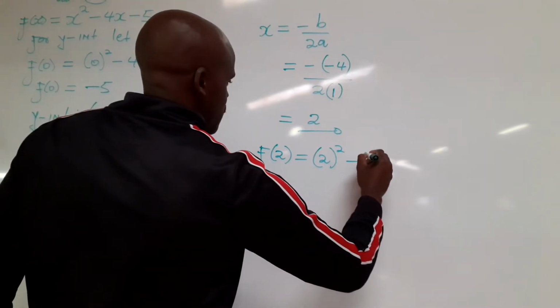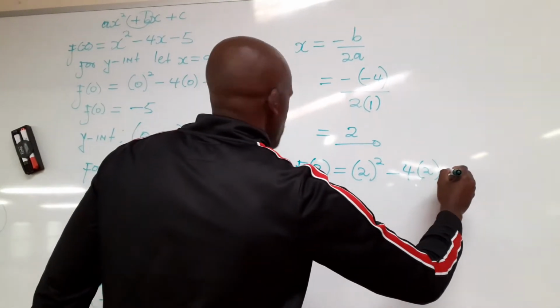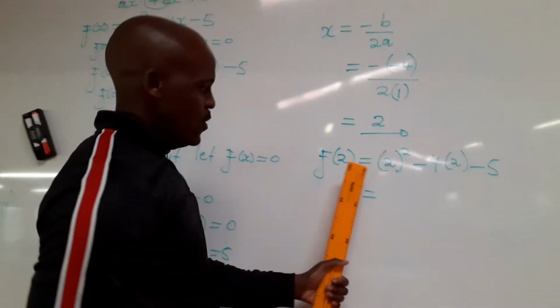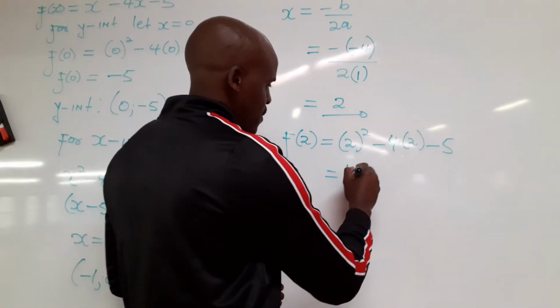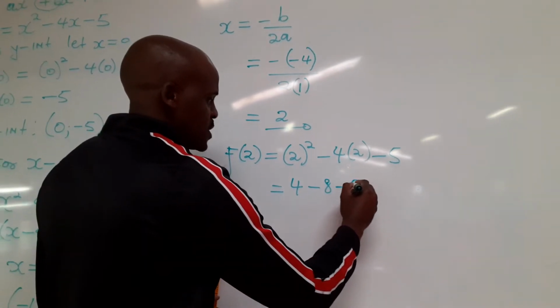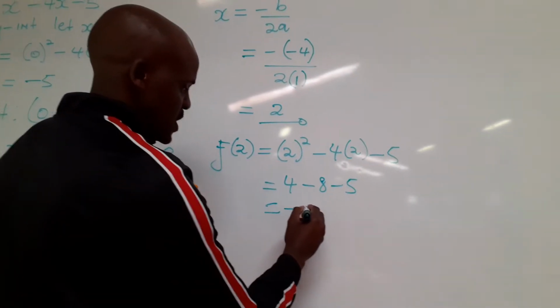It's minus 4, x is equal to 2, minus 5. Right, we are going to have 4 minus this and that, it's 8 minus 5. And the answer is negative 9.